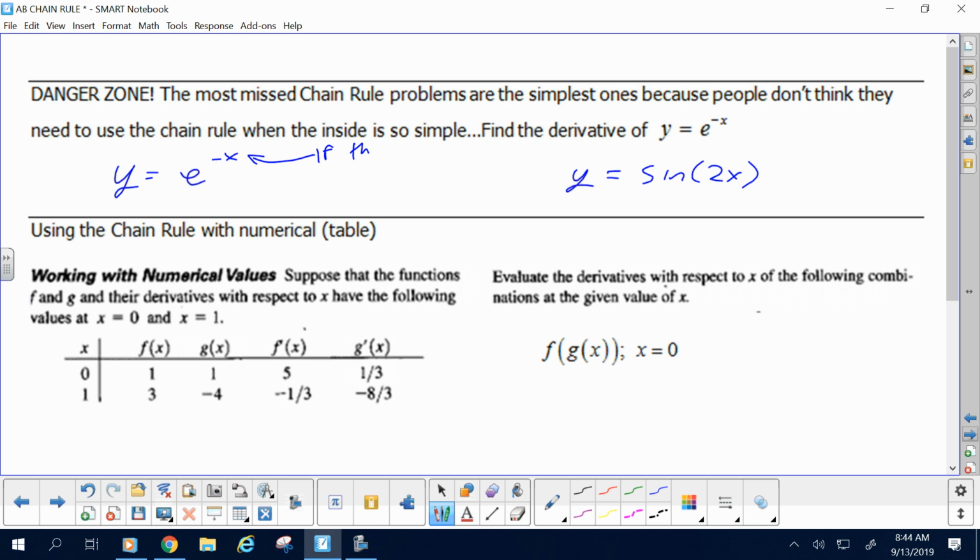Well, that's not the case. If this isn't anything but a plain old x to the first, then it's chain rule. It's a function within a function. It requires chain rule.